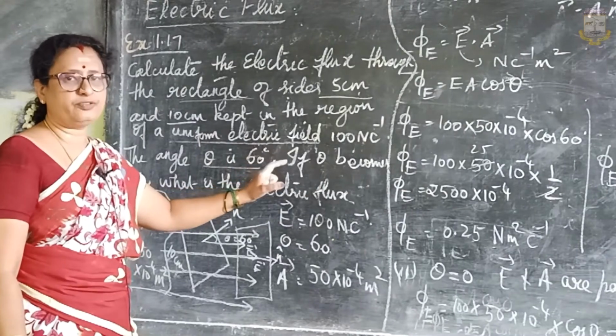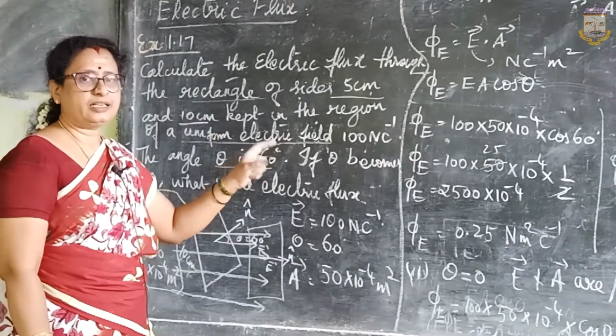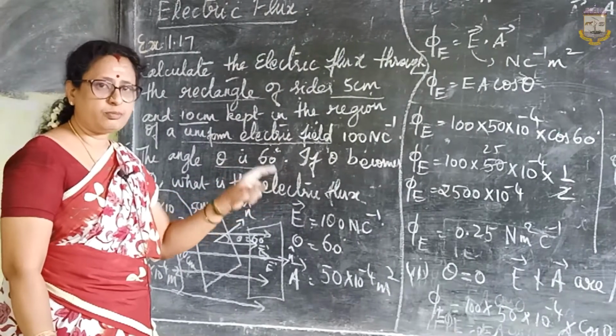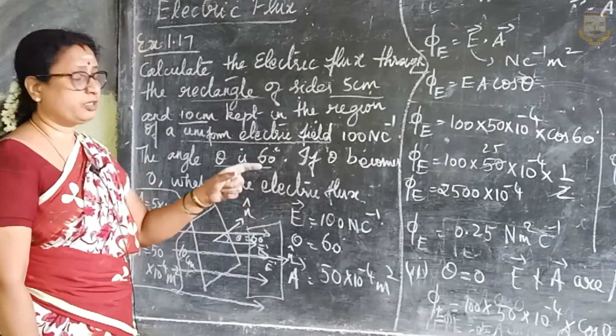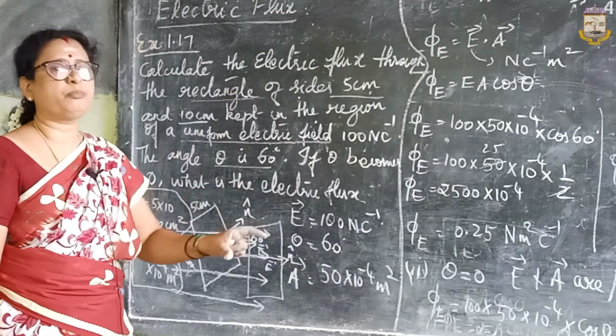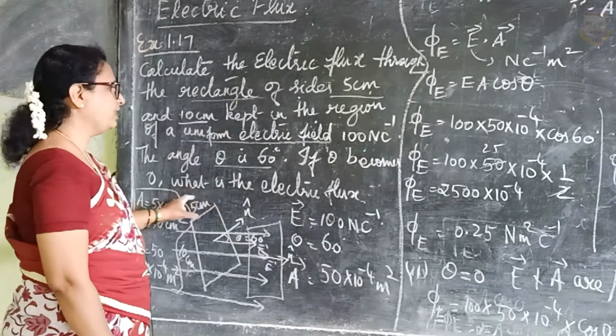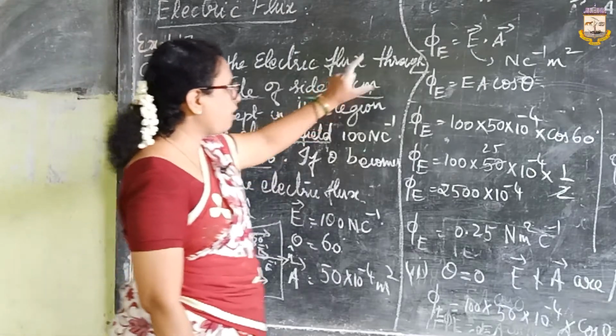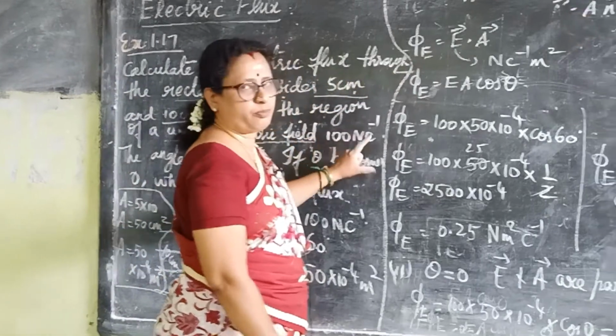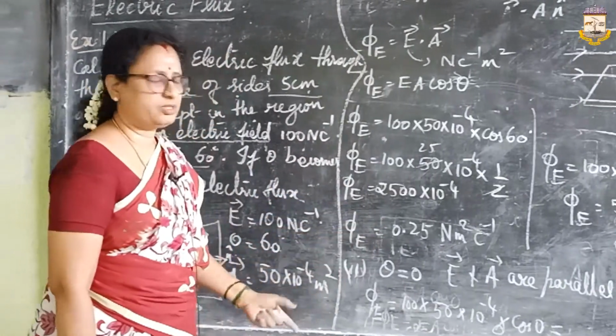Electric flux, how will you define? It is the number of electric lines of force crossing a given area which is kept normal to the direction of electric field lines. So this formula you have to remember, and using this formula you can solve the problems.